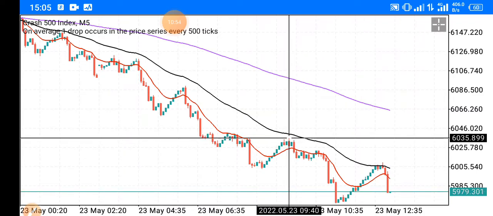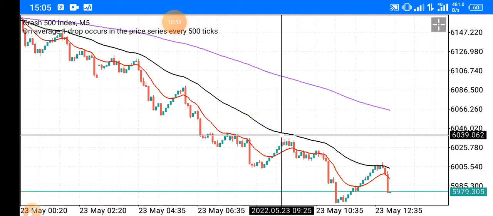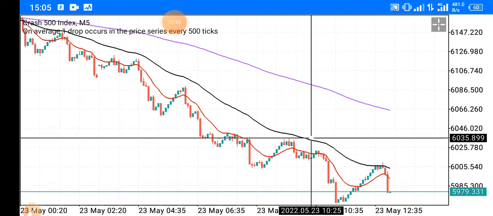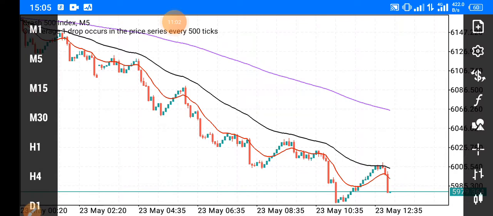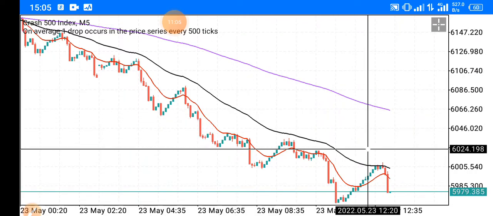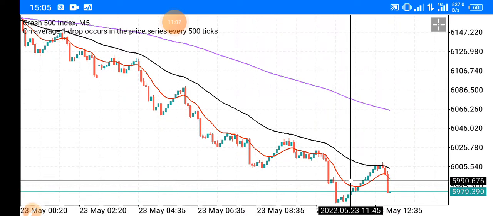So right here it didn't reach the 50 EMA, but there's no need to stress yourself, because the market gives you more and more opportunities to enter. Don't ever feel like you're left out.